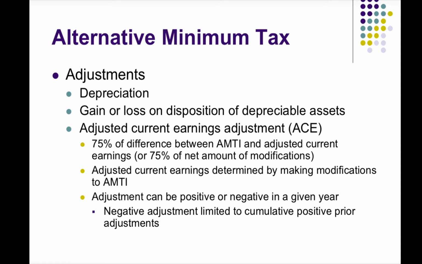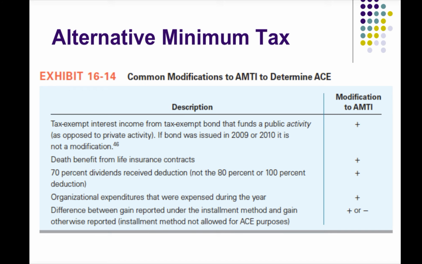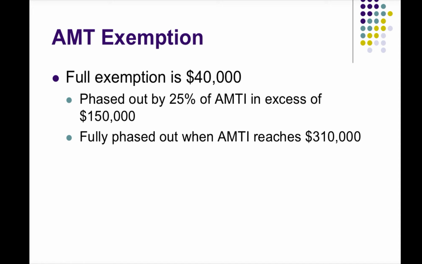That's basically just looking at what these adjustments are. You don't have to know what they are. You can just look at this. This chart will get you most of the way to where you need to be in calculating whether you need to pay alternative minimum tax or not.